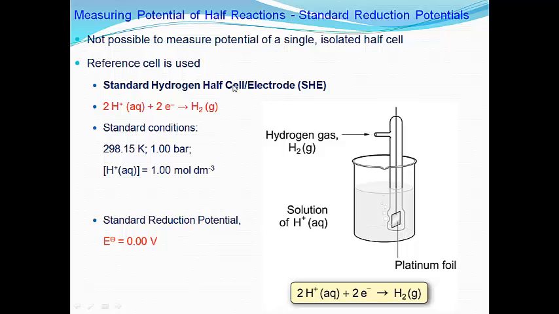This SHE essentially is a half cell, as shown here, which involves a solution that has H plus ions of concentration 1 mole per dm cube. We have the bubbling of hydrogen gas at 1 bar, and the whole process takes place at 298 Kelvin.